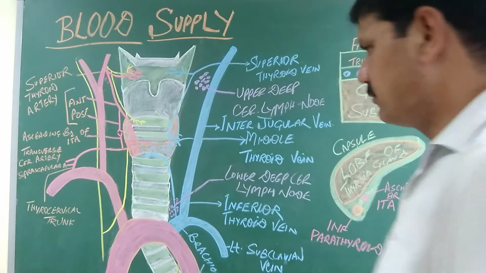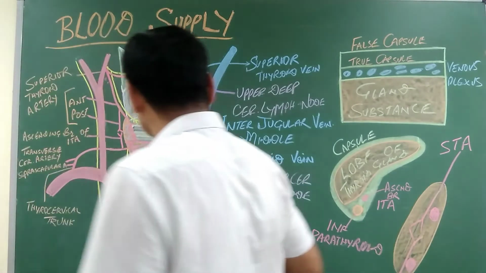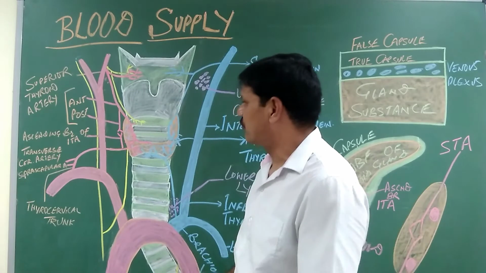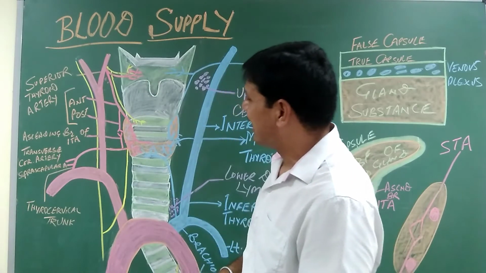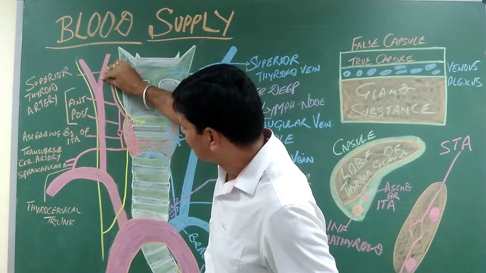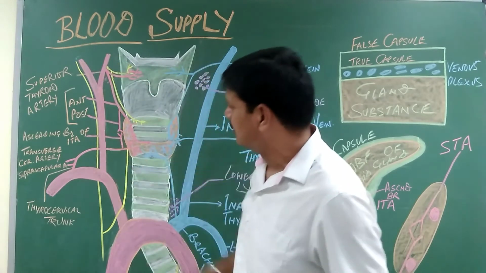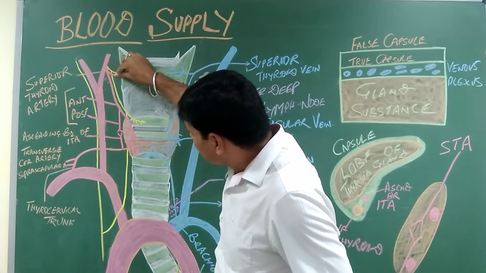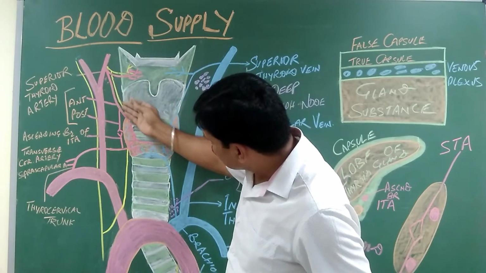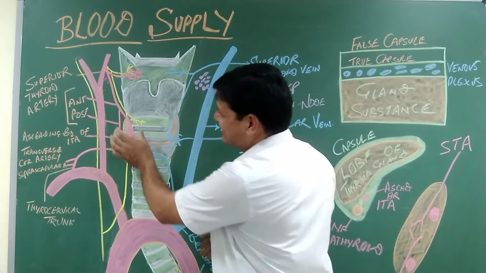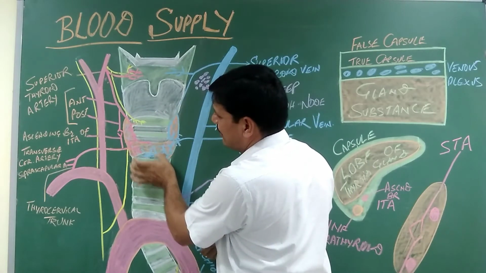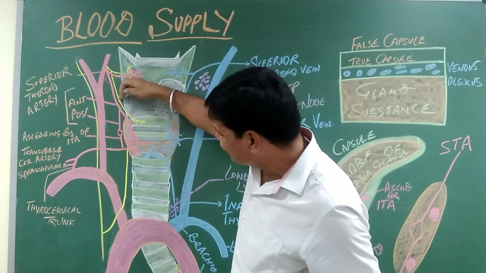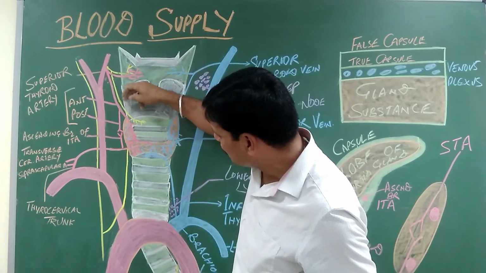Now the blood supply of the thyroid gland. The thyroid gland is supplied by the superior thyroid and the inferior thyroid arteries. The superior thyroid artery is a branch of the external carotid artery. This is the external carotid artery, internal carotid artery and the common carotid artery. The superior thyroid artery moves downward and pierces the pretracheal fascia along with the external laryngeal nerve.